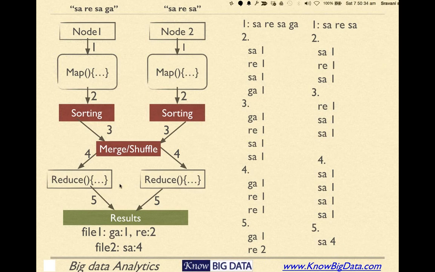Okay, so the reduce function's output goes to the HDFS. In this case, there will be two output files, one for each reducer. In our previous case, there was only one output file for the reducer. Here there will be two output files for the reducer.